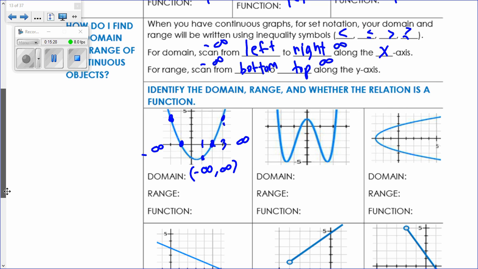Now, your range, well, if I look, it starts down here somewhere. It looks like negative 2.1. And then it gets more and more positive. It goes up to infinity. Your range, negative 2.1 to infinity. And is this a function? Yes, there's no repeating x values.